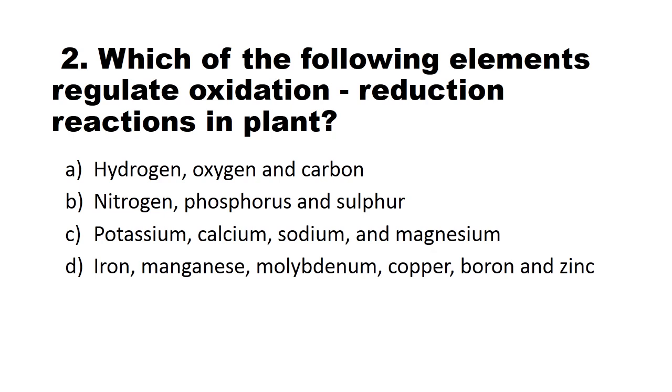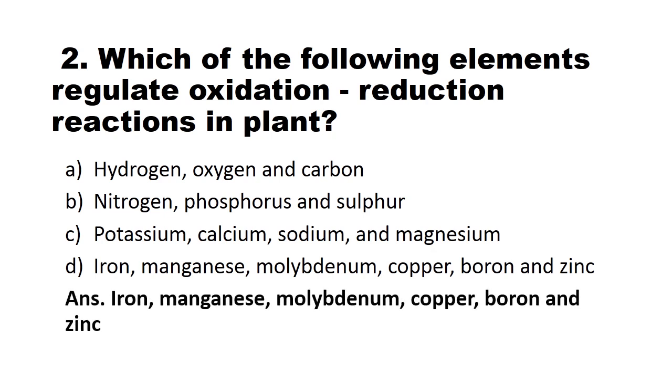Question number 2. Which of the following elements regulate oxidation reduction reactions in plants? Option number A, hydrogen, oxygen and carbon. Option B, nitrogen, phosphorus and sulfur. Option number C, potassium, calcium, sodium and magnesium. And option number D, iron, manganese, molybdenum, copper, boron and zinc. And the right answer is option number D. Iron, manganese, molybdenum, copper, boron and zinc are the elements which regulate oxidation reduction reactions in the plants.